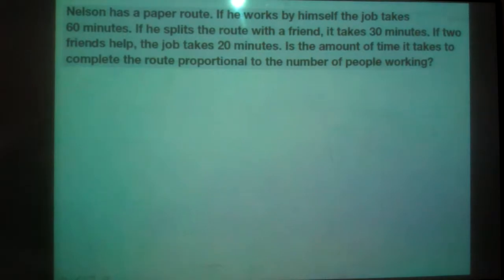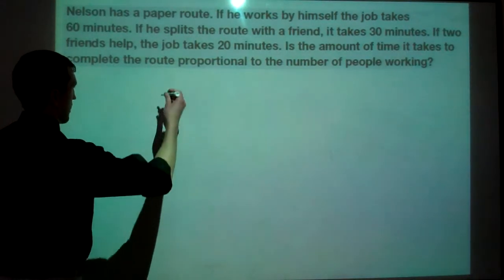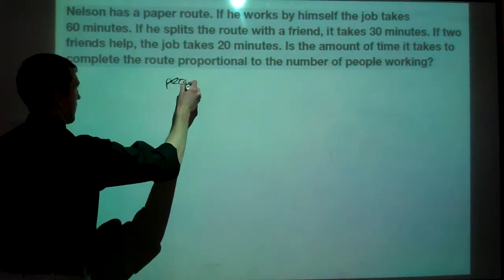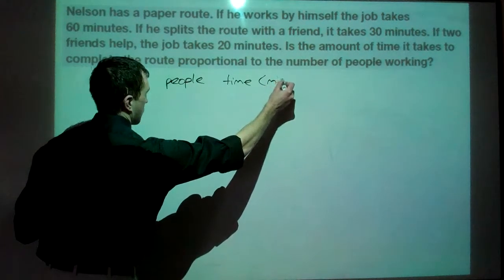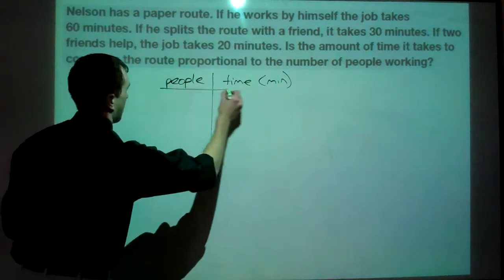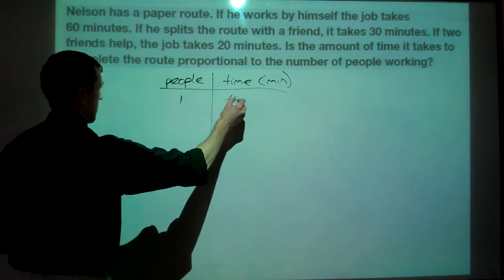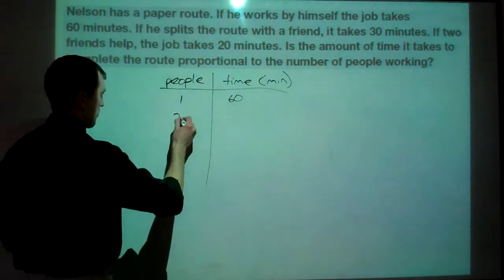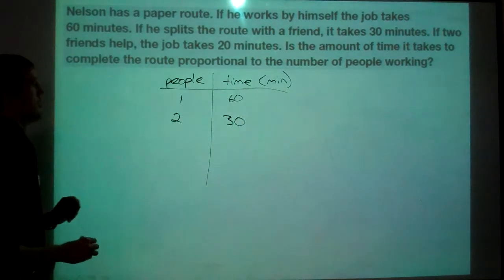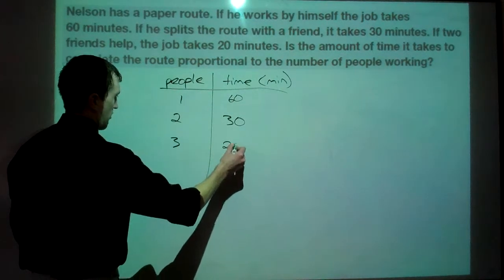Oops. All right, this one real quick. This one's about a paper route, and it says if he works by himself, the job takes 60 minutes. So we're talking about people, how many people we have, and time in minutes. Okay. So if there's just one person himself, it takes him 60 minutes. If he splits the route with a friend, it takes him 30 minutes. So that's 2 people, 30 minutes. And if 2 friends help, that's 3 people total, it takes 20 minutes.